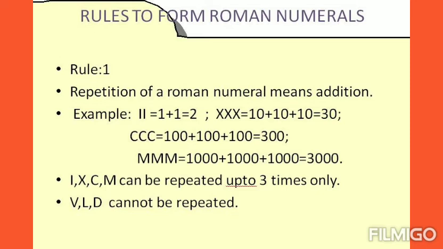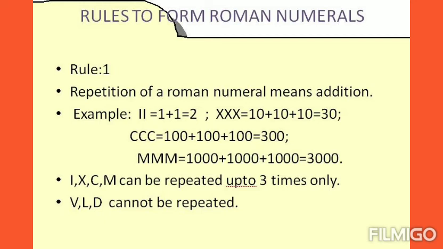Next, the value of the letter M is 1000. If I repeat 3 times, the value is 3000. But we cannot repeat all the 7 letters, children. Only these 4 letters can be repeated. We cannot repeat V, L, D. Keep it in mind. These 3 letters we cannot repeat. Repetition also only up to 3 times. More than 3 times we cannot repeat any of the letters. Keep it in mind.